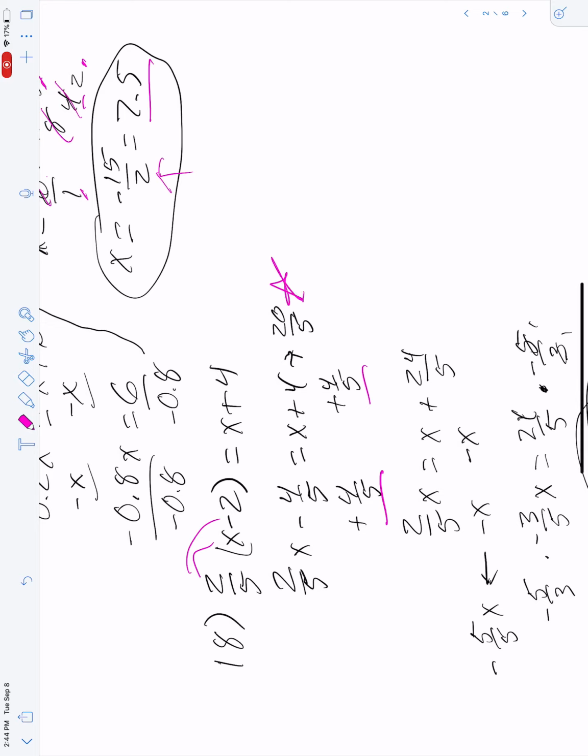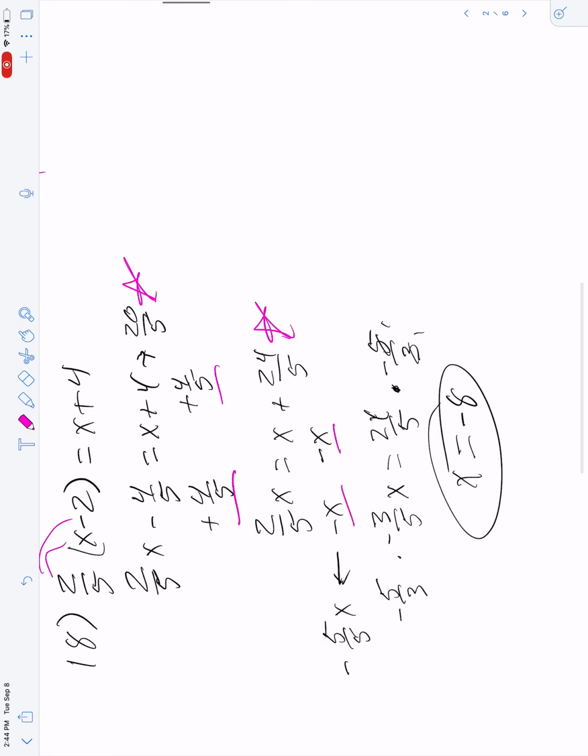I know that 4 is the equivalent of 20/5. Again, if you don't bother to show that 20/5, you just add the 4 and the 4/5 and go right to 24/5. That's okay. I'm going to subtract my x, similar to that last step. If you don't rewrite it as negative 5 over 5x, you just go straight to the negative 3/5. That's okay. So in this one, I went ahead and multiplied by that reciprocal to try and take care of this solving all in one step.